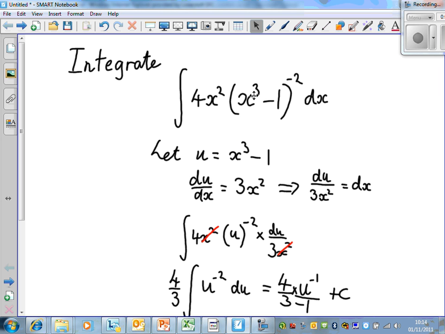And the reason why this works is that if we differentiate the brackets, we get something similar to what's outside the brackets here, this multiplier. And the reason it works is that by using the substitution rule and then replacing dx, we are able to cancel out those x squareds.